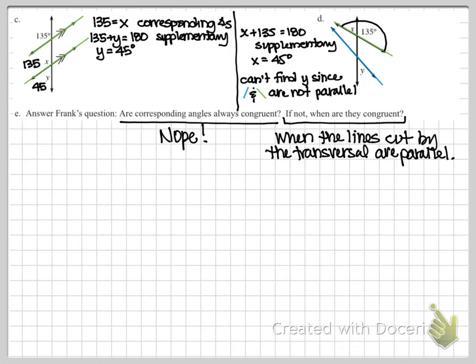And actually, looking at them, they don't look like they are. But again, I would believe it if somebody put parallel markers on it. And then I went through and I answered Frank's question as well. Are they always congruent? No, not at all. When do we know they're congruent? If the lines cut by the transversal are parallel.